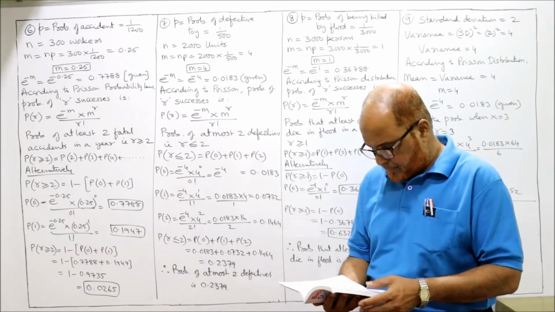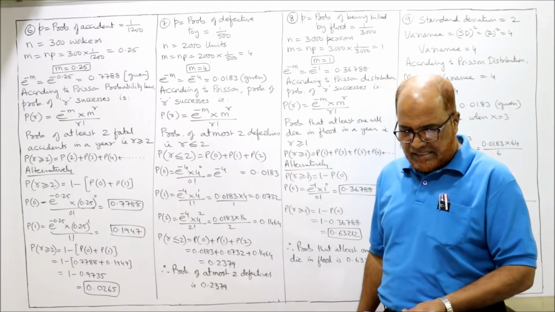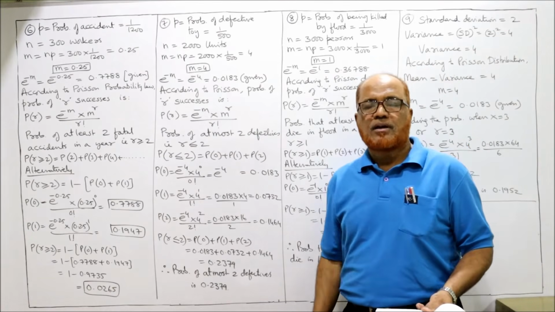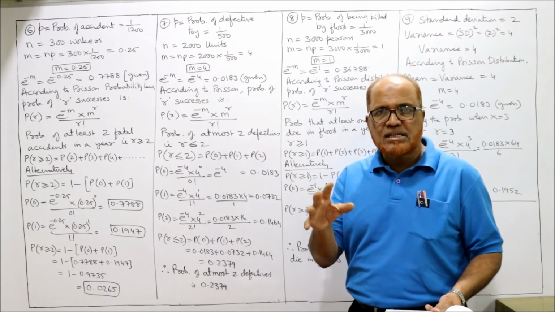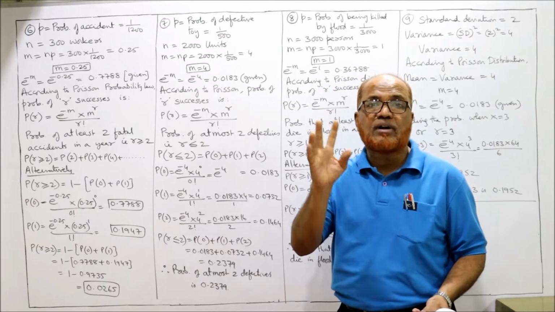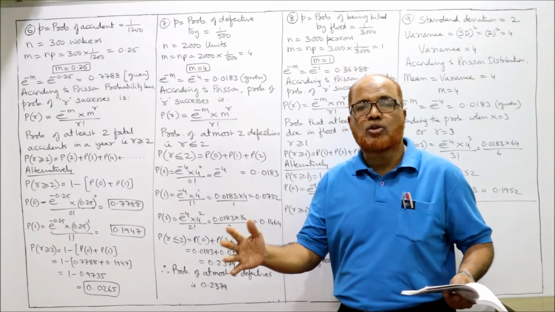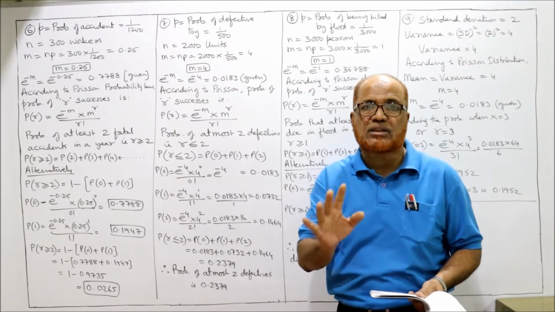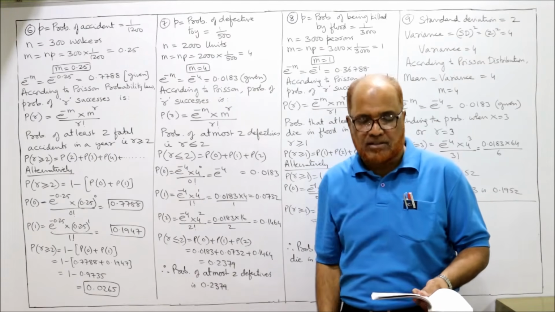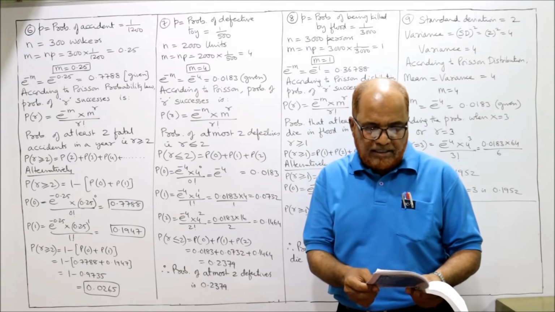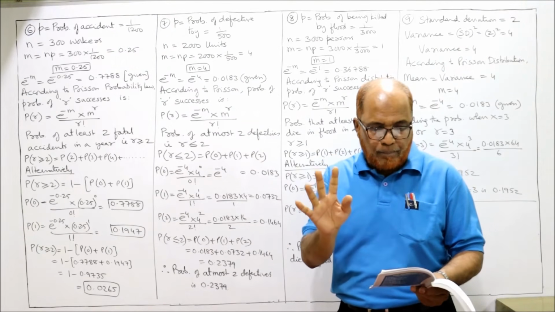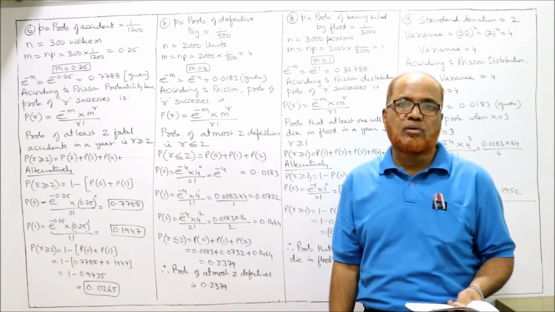Now 7th problem. In a company manufacturing toys, it is found that 1 in 500 is defective. The company estimated that 1 toy will become defective out of a total of 500. If they make 500 toys, 1 toy out of 500 can be defective. So the probability of a defective toy is 1 by 500. Find the probability that there will be at most 2 defectives in a sample of 2000 units.